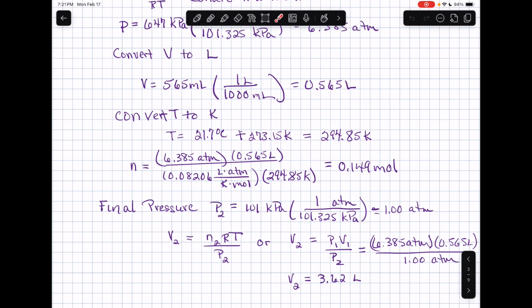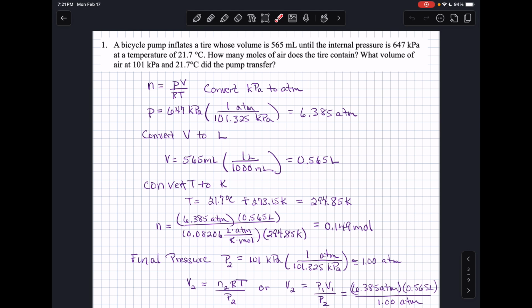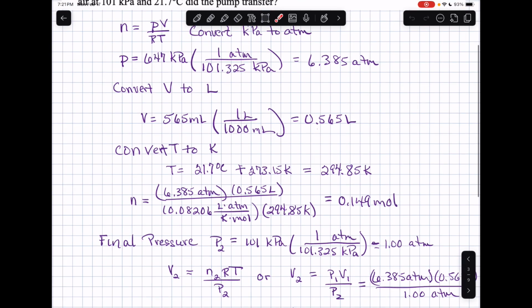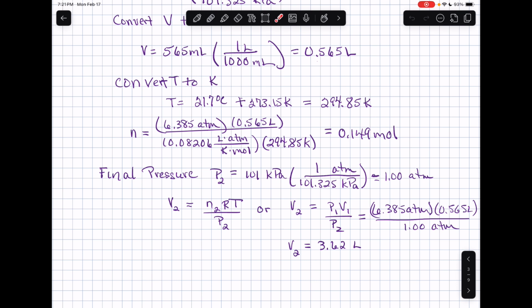All right, now, the second part of our question was, what volume did the pump transfer at 1 atmosphere, 101 kilopascals? So we do the same thing and we do our conversion. I already mentioned the fact that 101 kilopascals is roughly 1 atmosphere, but we can use our conversion factor and we have 1 atmosphere. Now, in this case, we could do this two ways. We could go ahead and use the number of moles that we calculated in the first part and use the ideal gas law, V equals nRT over P.